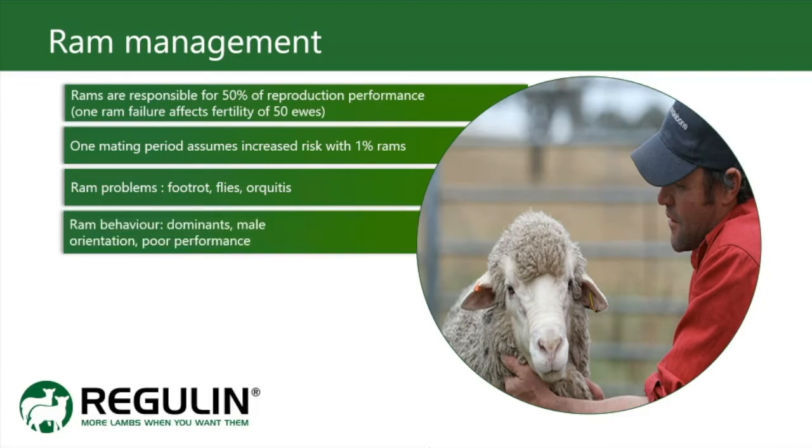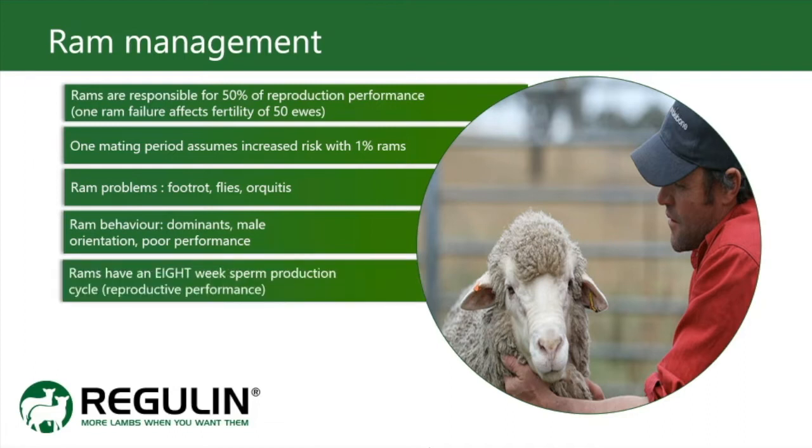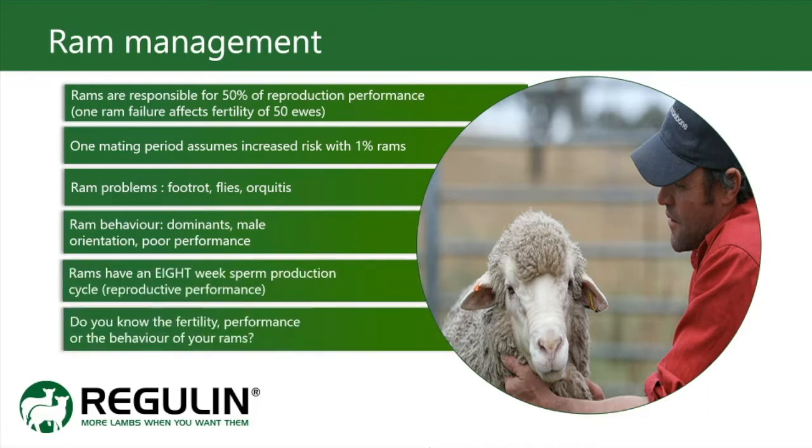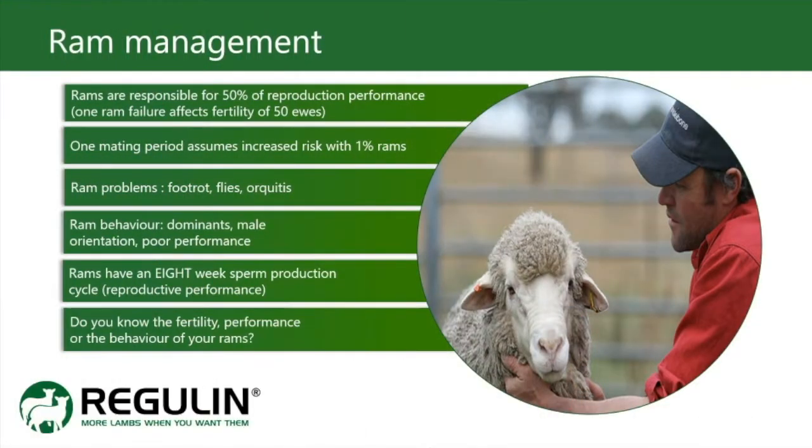Ram behavior is really important, whether it's dominant behavior, male orientation, or poor performance. All of those can have a negative effect. 8 weeks of sperm production cycle. And this is the classic: do you know the fertility and performance of the behavior of rams? Because most people know the behavior of their ewes, don't they? Do you know how they know the performance and behavior of their ewes? They scan them, but they really don't know which is their highest or lowest performing ram.